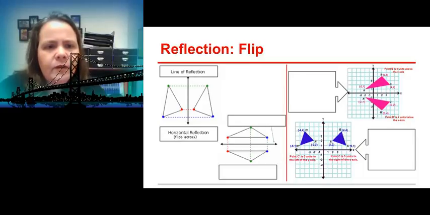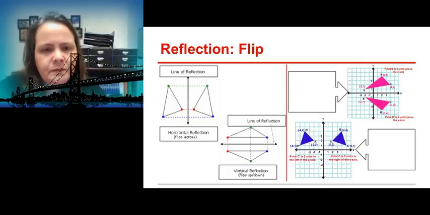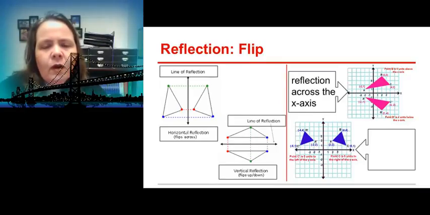If you look at the next figure, again we identify our line of reflection. And if we connect the points of the image and the reflection, then these lines are vertical. Notice those lines are also parallel to each other and perpendicular to the line of reflection. This is called a vertical reflection, where you're flipping either up or down. Now, on the other side, we've put these reflections in the coordinate plane. For the first one, we are reflecting across the x-axis.